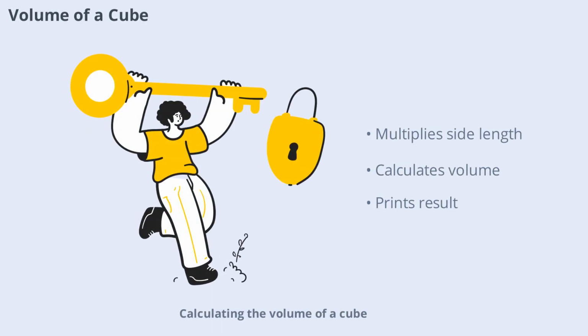Calculating the volume of a cube is a straightforward application of arithmetic operations. The program multiplies the side length by itself 3 times and prints the result. This is a simple example of using variables and basic math in Java.